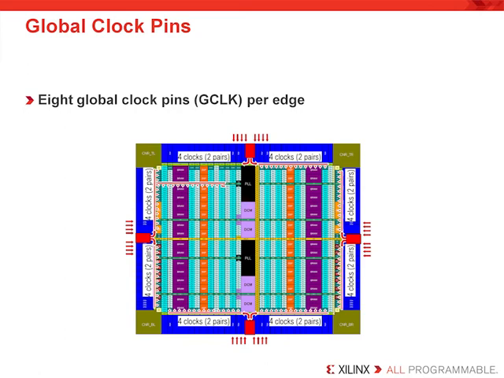Spartan-6 has 8 global clock input pins per edge of the device. The global clock pins are really more like clock-capable I/O pins, which are regular I/O pins with special routing resources that allow the input clocks to get to the CMTs, that is the clock management tiles, which are located in the center of the die. Most of the CMTs are in the center column of the die, a long way from the I/O pins.